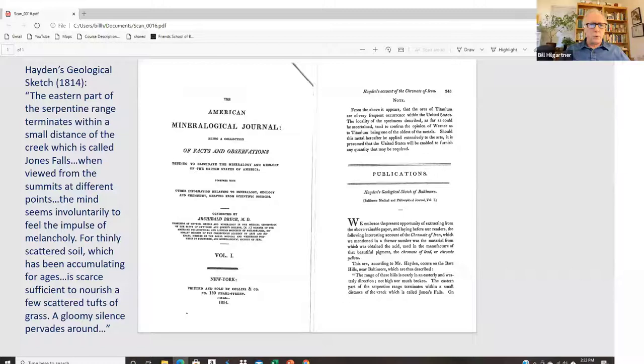If we zoom in on this publication, again, this is from 1814, and they're quoting Hayden, who's describing the area. It says, "The eastern part of the Serpentine Range terminates within a small distance of the creek, which is called Jones Falls. When viewed from the summits at different points, the mind seems involuntarily to feel the impulse of melancholy. For thinly scattered soil, which has been accumulating for ages, is scarce sufficient to nourish a few scattered tufts of grass. A gloomy silence pervades." I just thought that's how they were viewing the Bare Hills 200 years ago.